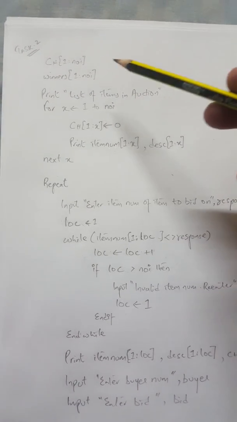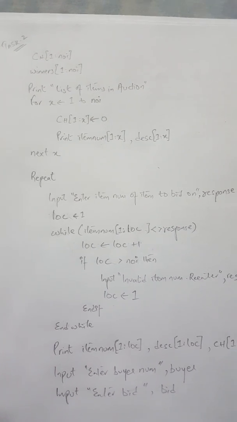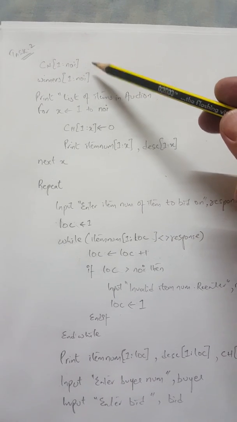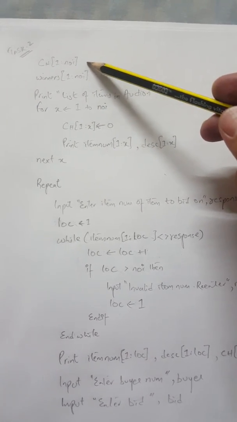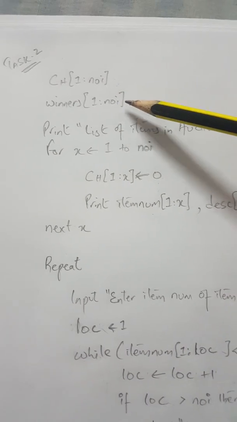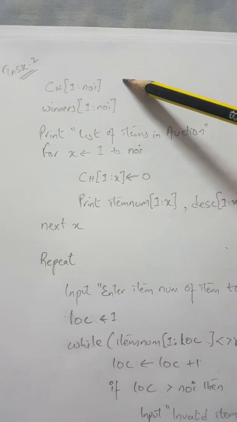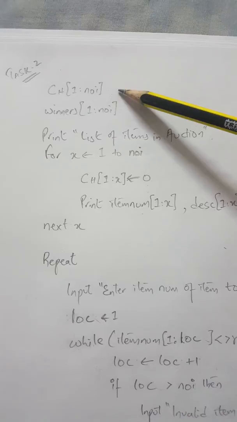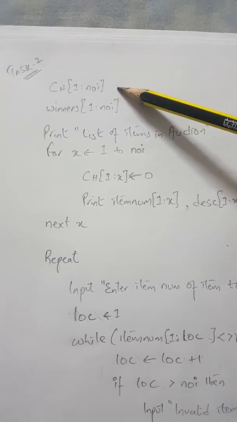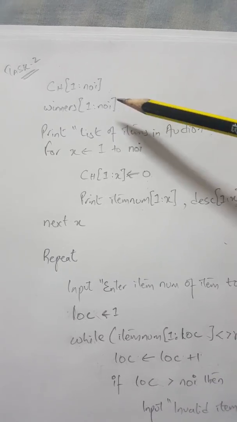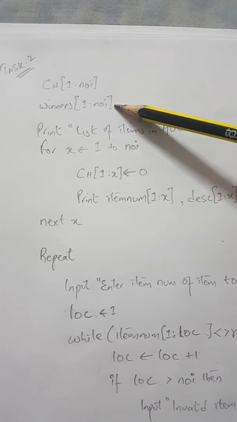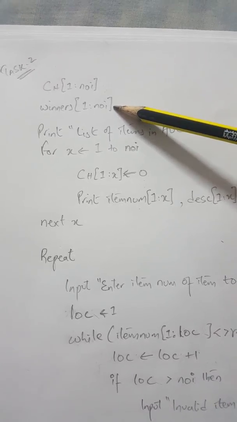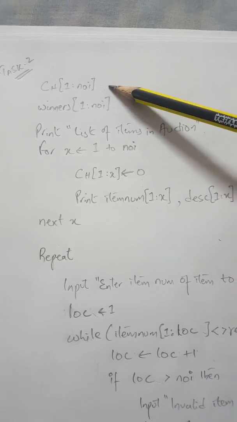Hi guys, this is Task 2. So let's see how we're going to do this. First, I have two arrays declared. One is CurrentHighest and the second one is Winners. CurrentHighest is going to store the highest bid that is made for a particular item, and Winners is going to store the buyer ID of the person who has made that highest bid.